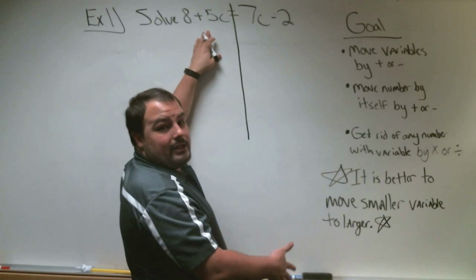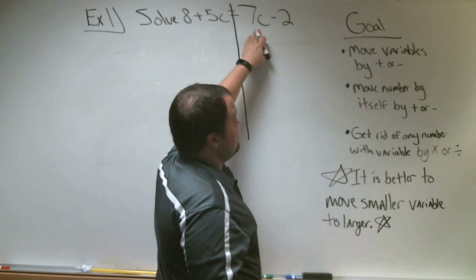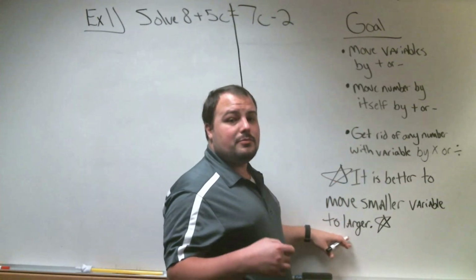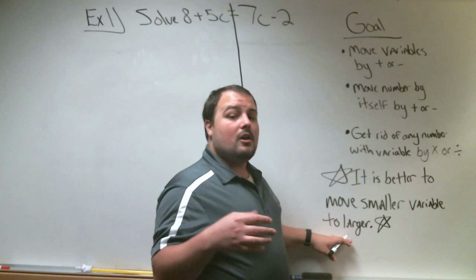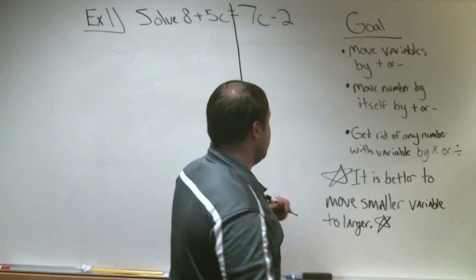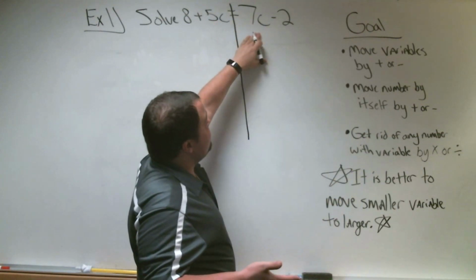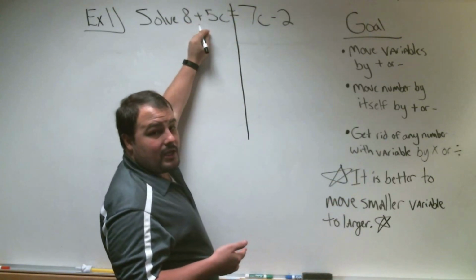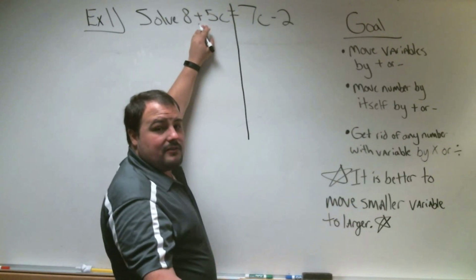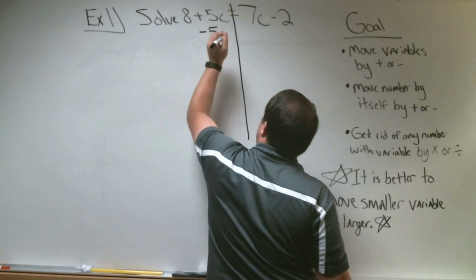Well, first start by looking at the variables. This variable, there's 5 c's. This variable, there's 7 c's. So I want to move the variables by adding or subtracting. But again, it's better to move the smaller one to the larger one, only because chances are if you move the smaller one to the larger one, you might not have to deal with negative numbers. So I know that 5c is smaller than 7c. So I asked myself, how would I get rid of a positive 5c? And we learned in previous lessons to get rid of something that's positive, we make it negative. So we're going to make this a negative 5c.